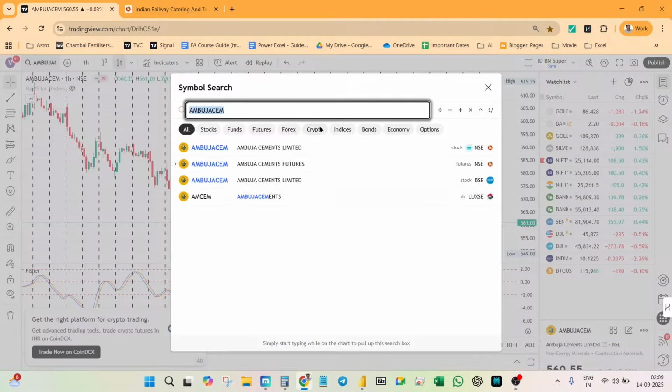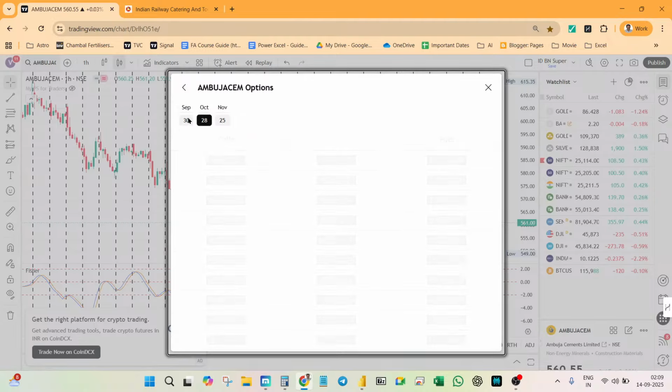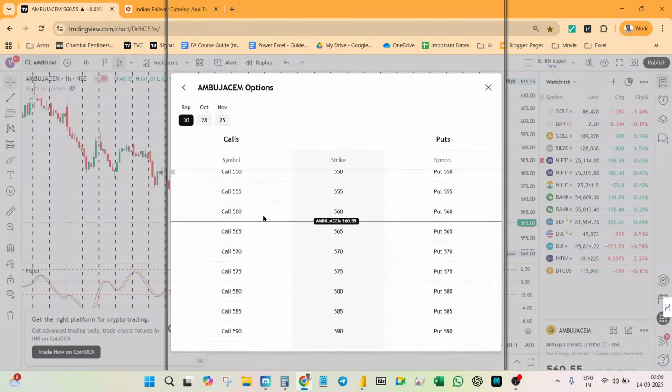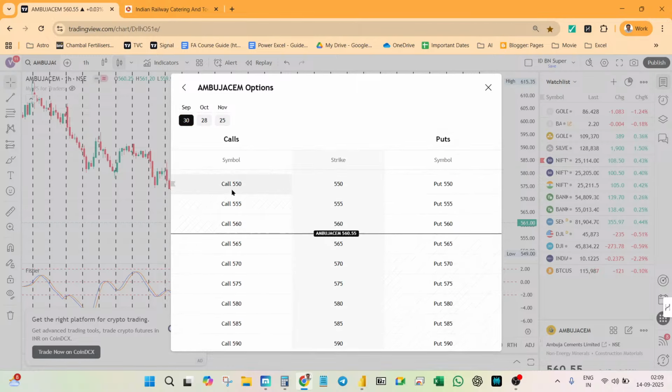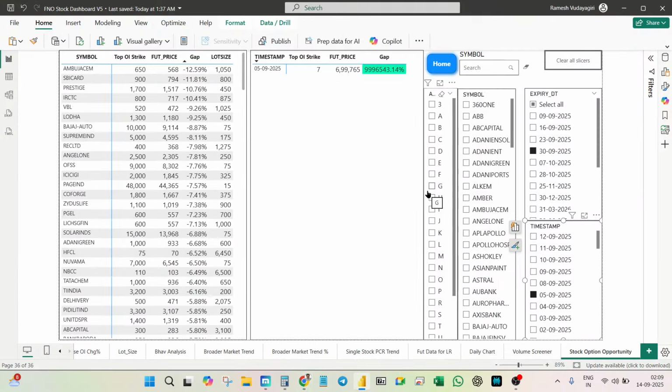Let us see the 550 call option and how much the rally was. On 5th September it was roughly around 24 rupees. It made a high of almost 30 rupees. You saw a 6 rupees gain in this option, 375. So that's the way you make money in this.